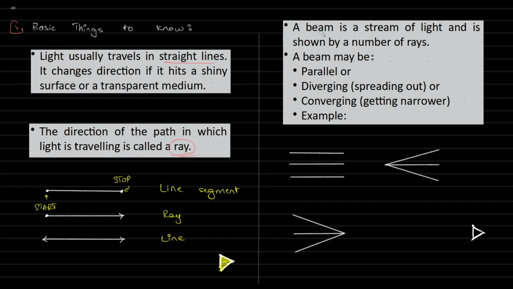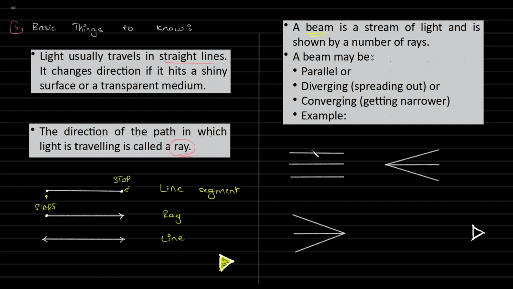The next word which we need to know is beam. Beam is a stream of light and is shown by a number of rays. So when you say ray, it's a single ray of light. When we say beam, it is many rays. So that's how we can phrase it. So beam is nothing but made up of n number of rays, as simple as that. A beam can be parallel, diverging, converging, and so on.